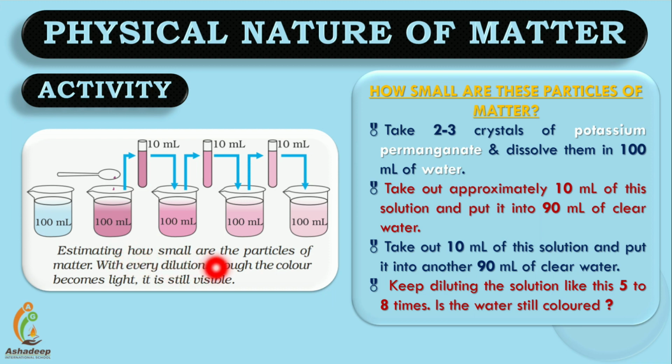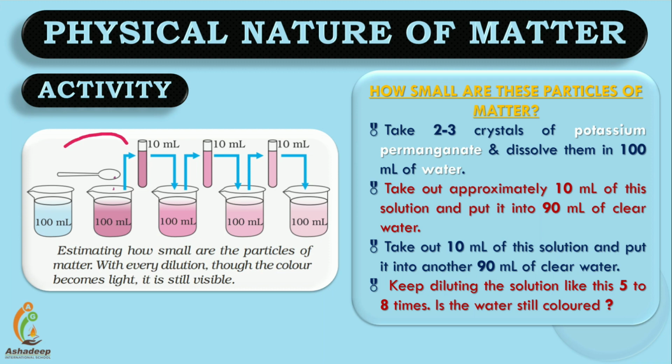See here, what we are going to get from this activity: estimating how small are the particles of matter. With every dilution, though the color becomes light, it is still visible. When you dissolve potassium permanganate, its particles keep on dividing into smaller ones, and they keep on giving color to the fresh water. So you can imagine the small size of a particle.